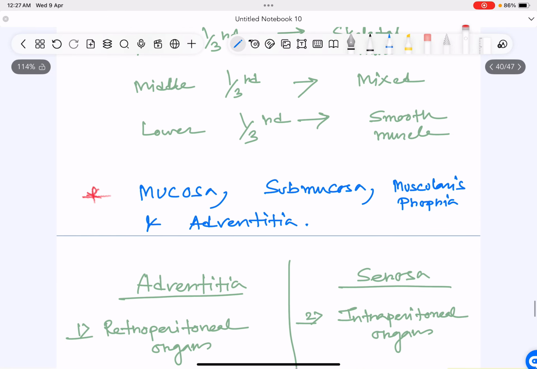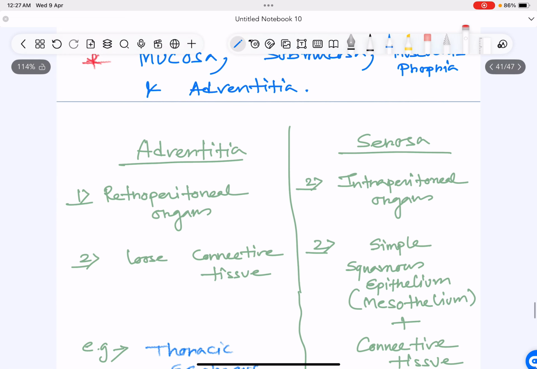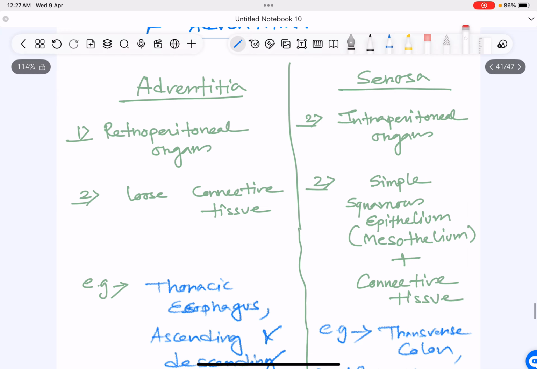Now in the esophagus we have the innermost lining of mucosa, then submucosa, then muscularis propria, and finally adventitia, not serosa. Serosa is not present because it's a retroperitoneal organ. Adventitia is just loose connective tissue, but serosa is connective tissue plus mesothelium. Mesothelium is nothing but a simple squamous epithelium layer. So mesothelium plus connective tissue is serosa, but adventitia is purely loose connective tissue.